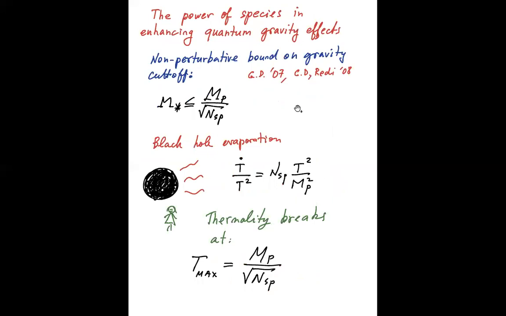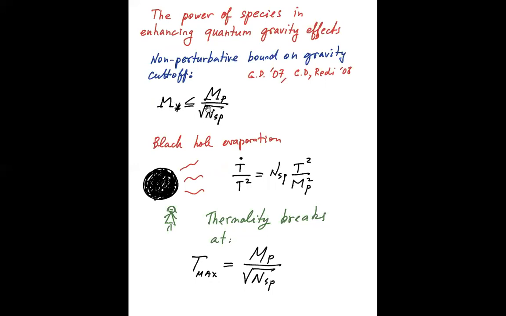Now, species have this universal effect, and this is completely non-perturbative. It has nothing to do with perturbation theory or renormalization. Species enhance quantum gravitational effects. In particular, species lower the scale at which quantum gravity becomes strong. And this is a universal bound coming from many different arguments. I will present only two because that's sufficient.